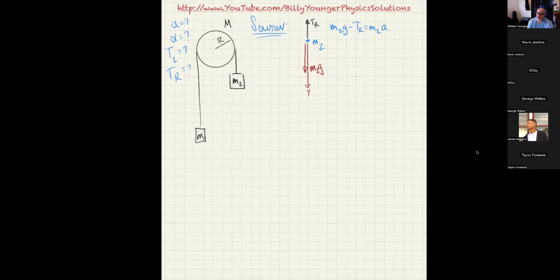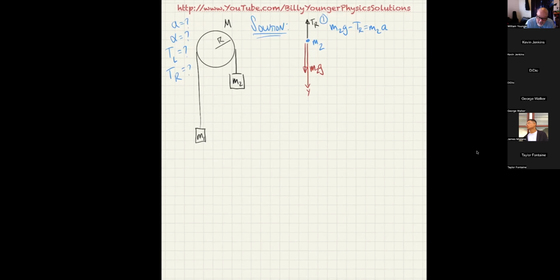Now, if M2 goes down exactly 1 inch, then M1 is going to go up exactly 1 inch, and a point on the edge of the spool or the pulley is going to move 1 inch as well. So there's no reason to subscript A. It's going to be the exact same for the left-hand side and the right-hand side. And if the string is not slipping, the pulley should rotate by just as much. So I'm going to call this equation 1.